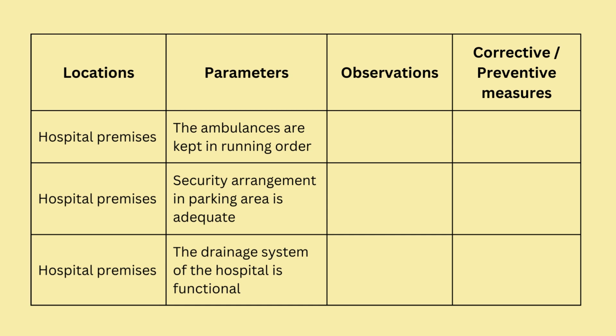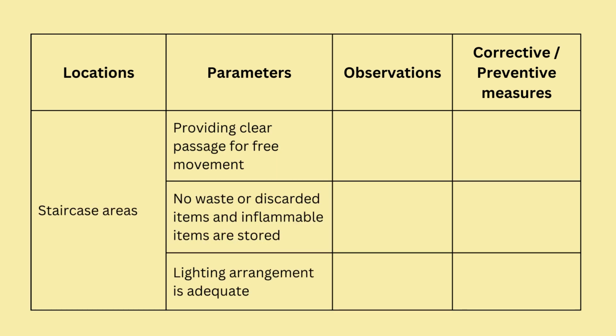Another important parameter is the drainage system of the hospital, which should be functional round the year. In this next section, I have considered the staircase areas, which are very vital escape routes during emergency. I have selected only a few important parameters here. The staircases should provide clear passage, no waste or discarded items, and inflammable items should be stored.